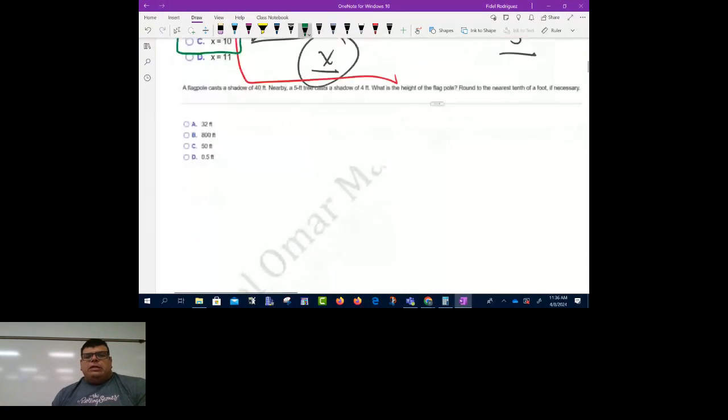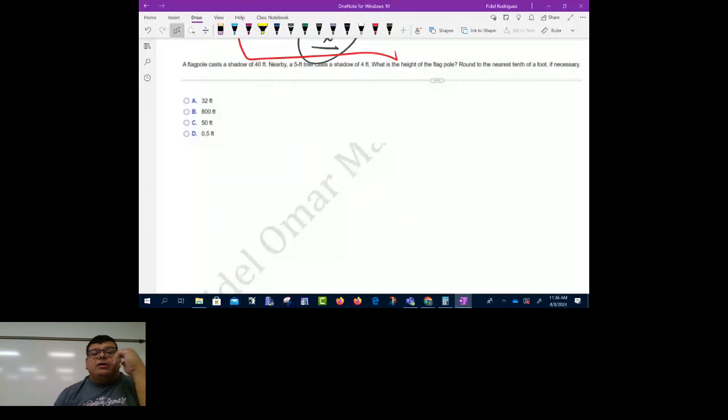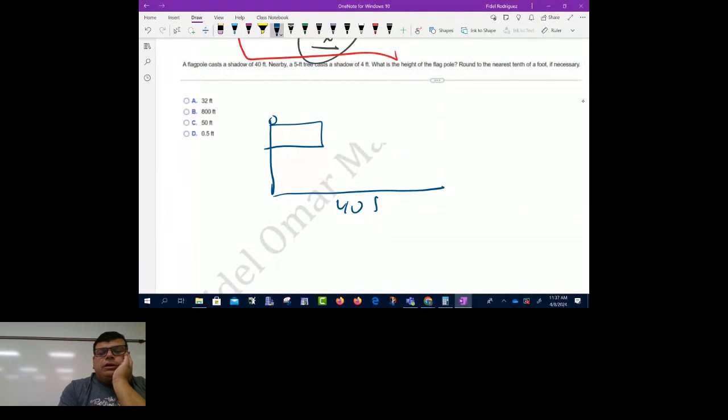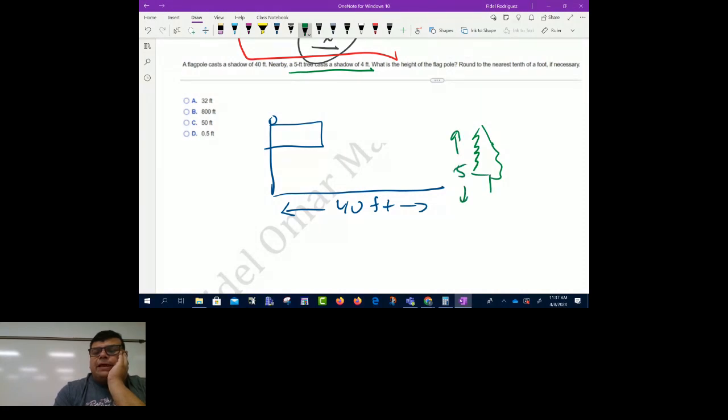All right. So y'all, look at this next one here. A flag post casts a shadow of 40 feet. So we have a flagpole. Here's my flagpole. And the shadow of the flagpole is 40 feet. And then nearby, a 5-foot tree. So we got a tree. And that tree is 5 feet tall, but its shadow is only 4 feet. We want to know what is the height of the flagpole. So we're trying to find this height right here.